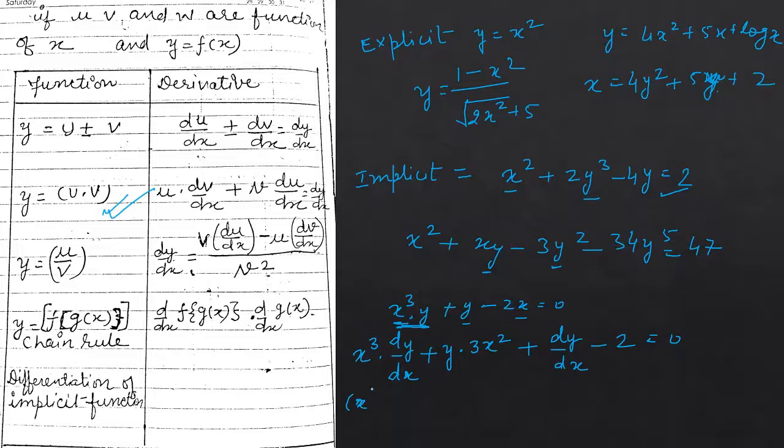This is x cube plus 1 times dy by dx is equal to minus 3x square y plus 2. So dy by dx is equal to 2 minus 3x square y upon x cube plus 1. So this is the answer.